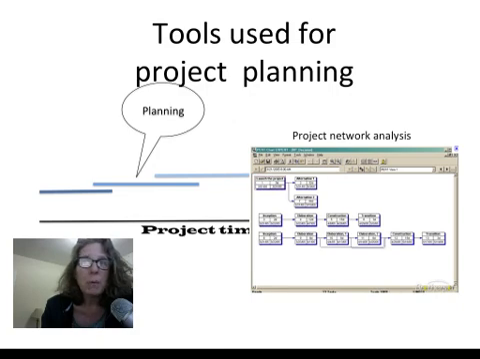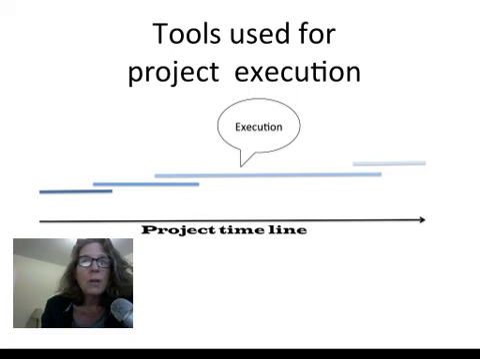Another tool might be a project network analysis. We probably won't use this, but we will go over how this works because it is a tool that people often use in very complex projects. But a network analysis is done instead of a Gantt chart. So we'll move on to execution.